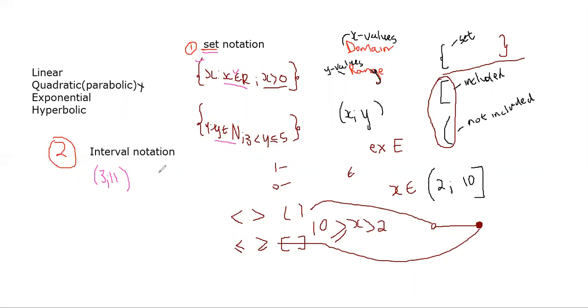So meaning that x is greater than 3, but that 3 is not included because it's not a solid bracket. And then x is less than 11. So meaning it's 3 to 11. We count from 3 to 11, but we don't include 3 and we don't include 11.